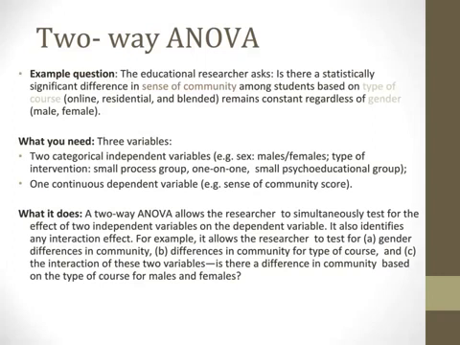Here, what the two-way ANOVA allows the researcher to do is to simultaneously test for two main effects and one interaction effect. So the researcher can see if there's a difference in community across gender, if there's a difference in community across the type of course a student is enrolled in, and if there's an interaction between these two variables. For example, does community differ based on the type of course for males and for females. So what he or she may find is that males do better in one type of course, whereas females do better in another type of course.